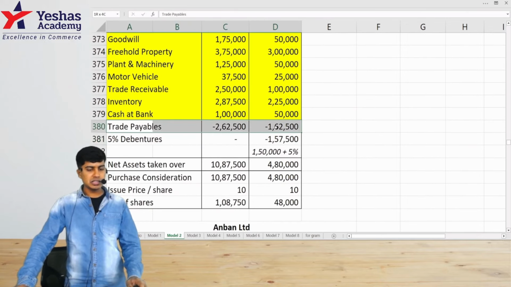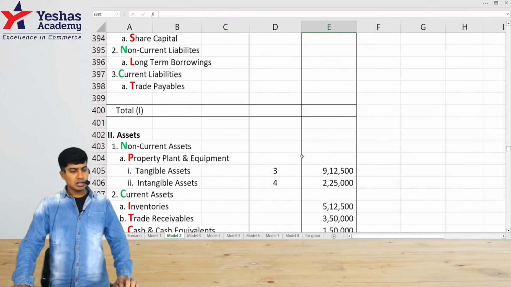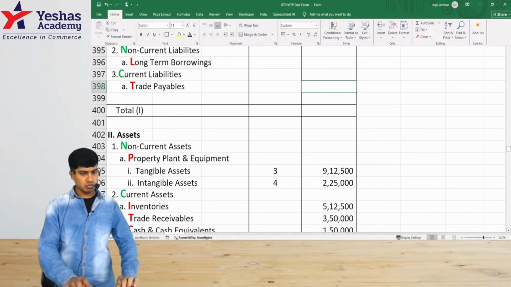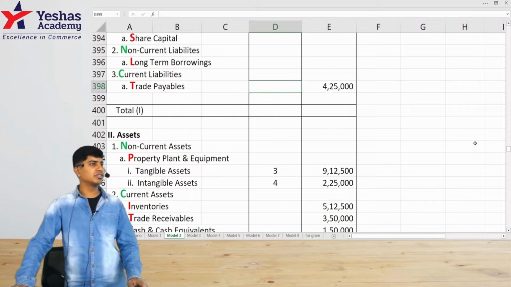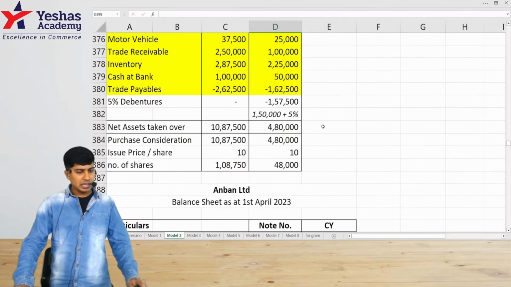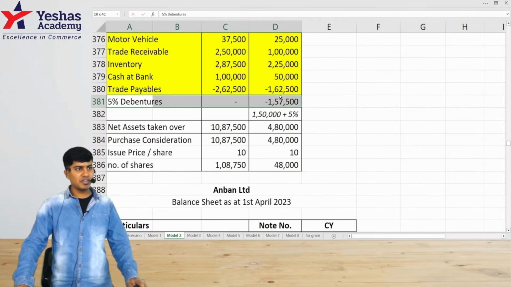Trade payables. Add them, 262,500 plus 162,500. 4 lakh. I would write here trade payables 4 lakh 25,000. Got this? Come back. Debentures 157,500.